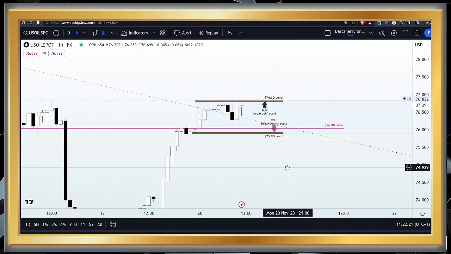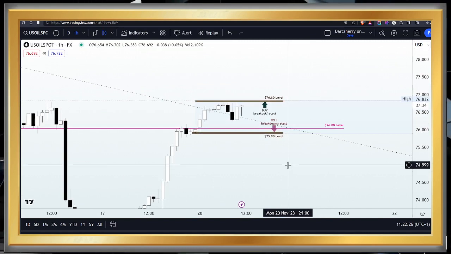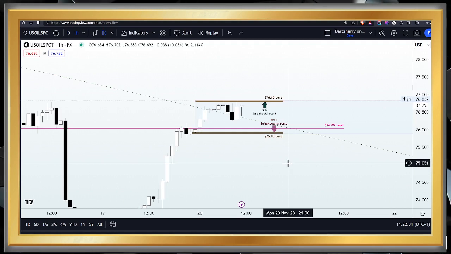But at this point in time, based on the momentum that started last week Friday and the anticipation of the OPEC Plus meeting coming up on November 26th, and the popular expectations in the market that there is likely going to be another supply cut, I'm holding on to a bullish bias here. So anywhere above the $76.80 level makes quite a lot of sense. But if price drops below the key level at the $76 area, then we want to start considering selling. So these are my views on the US Oil for today.